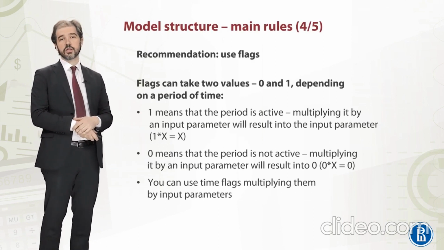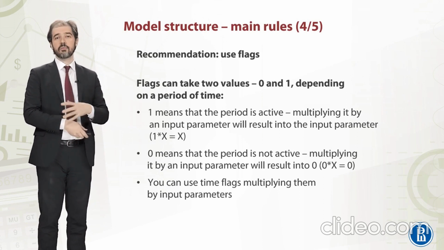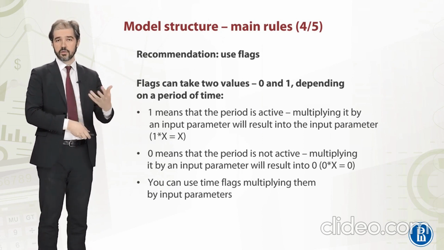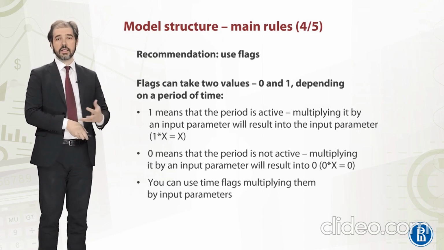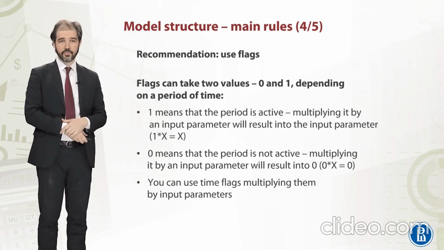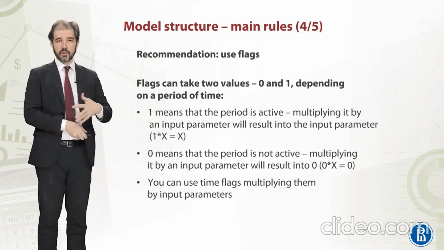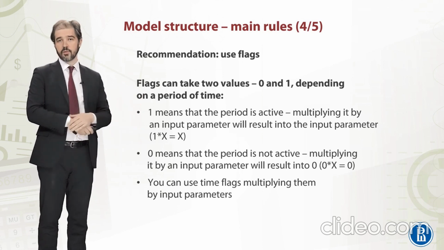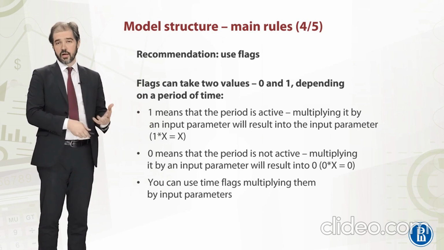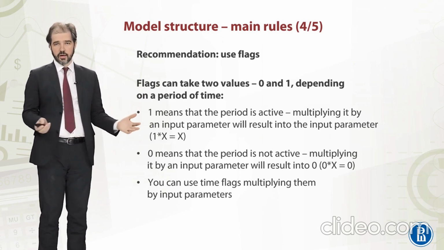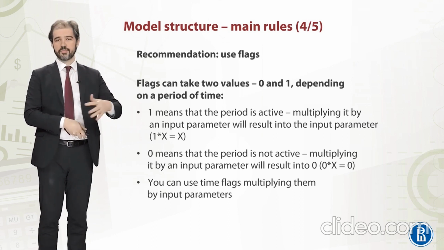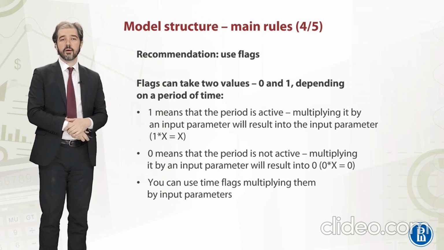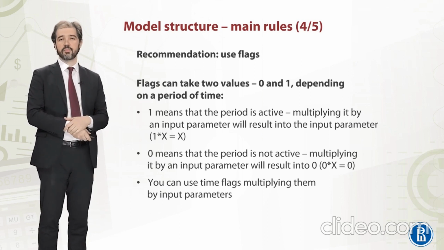And one of the very good recommendations is to use different flags. Flags are some values, usually 0 or 1, depending on the period of time and on some fact. 1 means that some cell and some fact is active, and multiplying something by 1 will result in the active figure. 0 means that some period is inactive, and by multiplying by 0 you will have 0, so you will not have some revenue or expense or investment in this particular quarter or year, for example.